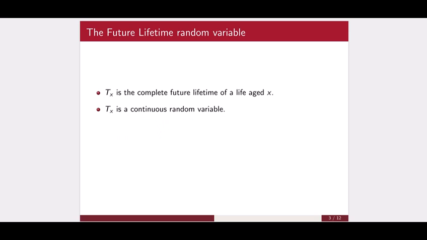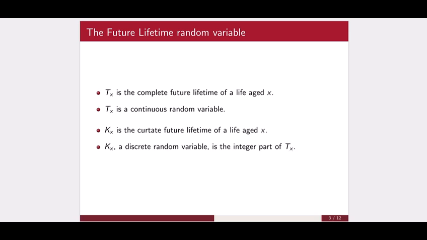Now, Tx is a continuous random variable. It is continuous because the future lifetime can take on decimal values. If we are only interested in the integer part of Tx, we would need to describe the curtate future lifetime of a life aged x, denoted by capital K with a subscript x. This one is a discrete random variable and it is the integer part of Tx.